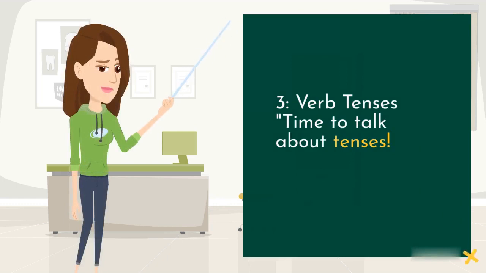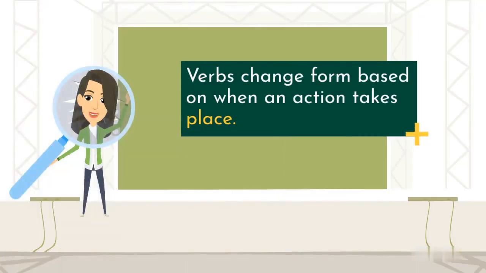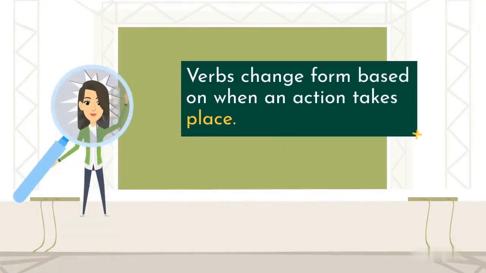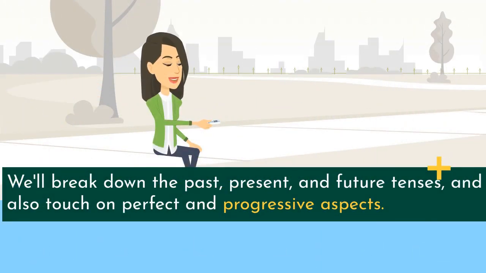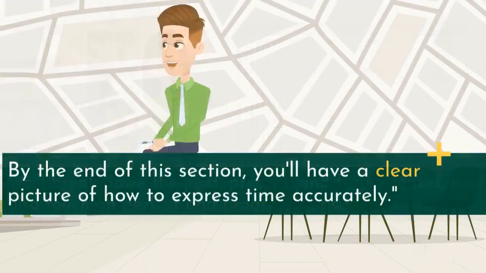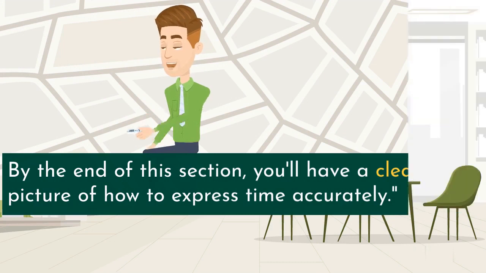3. Verb tenses. Time to talk about tenses. Verbs change form based on when an action takes place. We'll break down the past, present, and future tenses, and also touch on perfect and progressive aspects. By the end of this section, you'll have a clear picture of how to express time accurately.